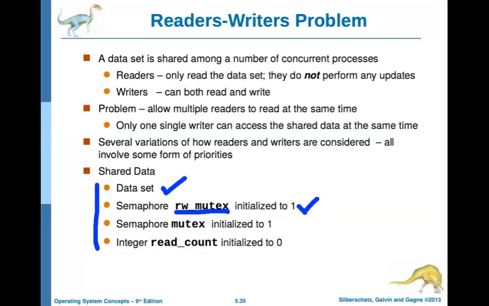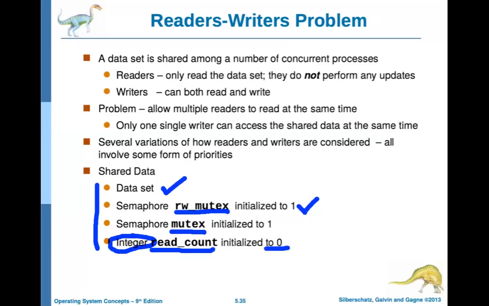RW is typically for writers, and the semaphore mutex will be utilized for accessing the variable read count. Remember, read count is not a semaphore variable. This is a normal integer variable. But we need to update it, for which mutex is used. It is initialized to 0. The meaning of this is how many readers are currently reading. Currently nobody is reading, so this count is 0.